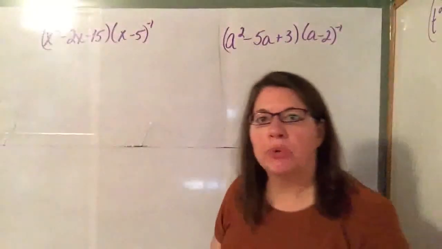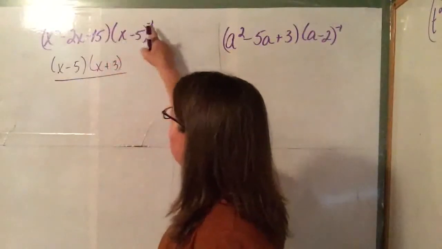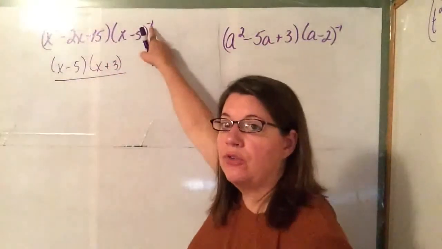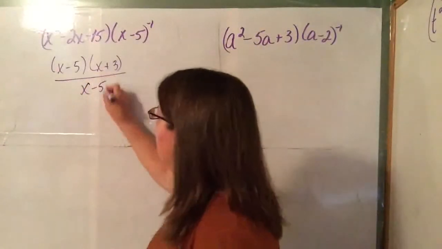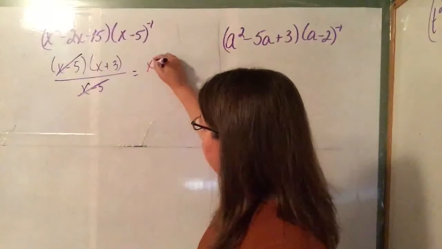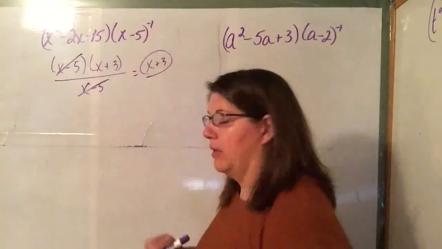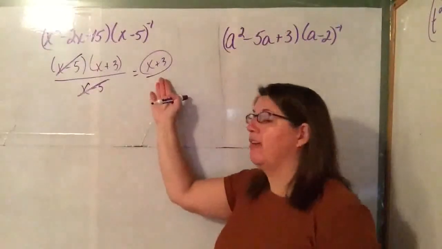So here I've got two more problems. One of them is one of the simpler problems. That x minus 5, remember, it's to the negative first. So that negative tells me I move it to the bottom as a positive. And then my x minus 5's cancel, leaving me with x plus 3. So if I do this problem using long division, I should get x plus 3.